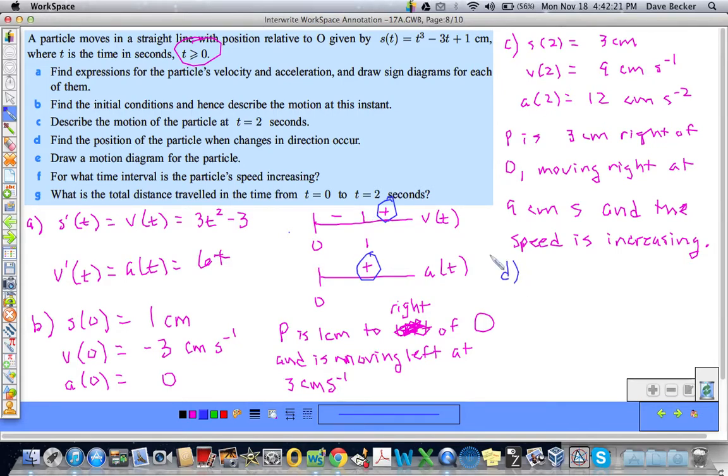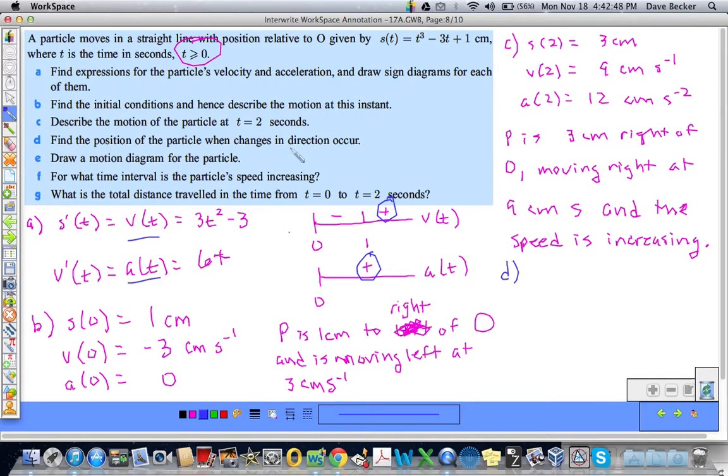So, we have a particle moving. We found expressions for velocity and for acceleration. We did sign diagrams for both of them. We found the initial conditions. We found the conditions at time equal to 2 seconds. And now we are being asked to find the position of the particle when changes in direction occur.